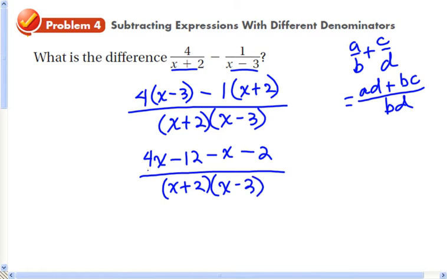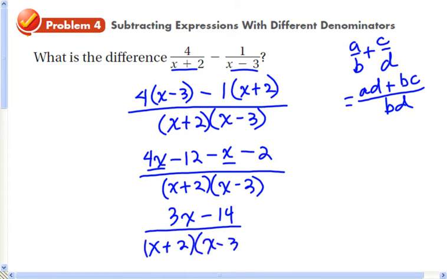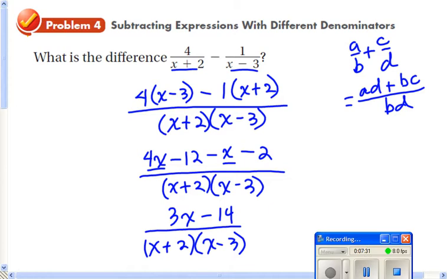Simplify the numerator, 4x minus x is 3x, and minus 12 minus 2 is minus 14, and then the denominator is x plus 2 times quantity x minus 3. And 3x minus 14 can't be factored anymore, so that's in simplest form. All right, I'm going to let you try that.